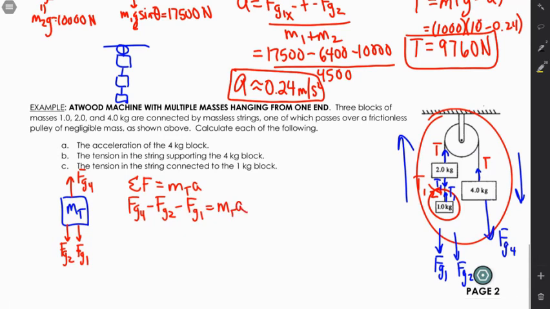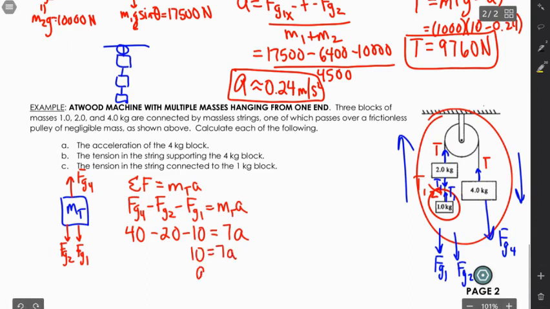I'm just going to kind of shorthand this a little bit, right? Each one of these is going to be mass times 10. So this is going to be 40 minus 20 minus 10 equals, our total mass is going to be 7, because it's 4 plus 2 plus 1. Right? And so over here we have 10 equals 7A. So what does the acceleration equal? 10 sevenths, or 1.43 meters per second squared.